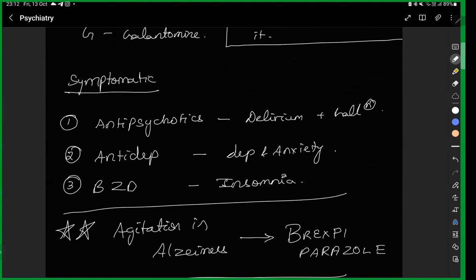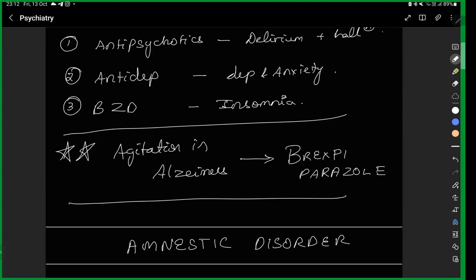So in order to block the agitation in Alzheimer's, you give brexpiperazole. Agitation in Alzheimer's is treated by brexpiperazole. This is an FDA approved drug for agitation in Alzheimer's. So this can be asked as a question for you all. Brexpiperazole.